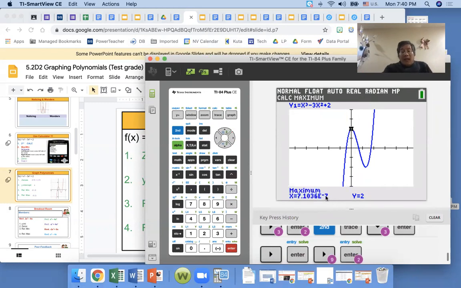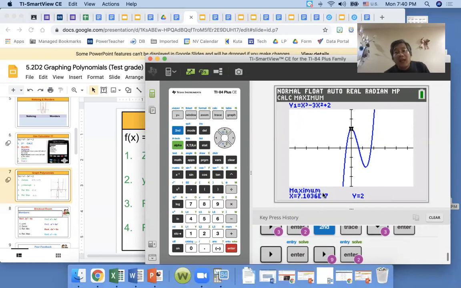Look, what is this? E negative 7. I explained it before last time, right? E negative 7 means this is not 7.1, okay? It's not 7.1. This is a 0. You know why? Because 7.103 divided by how many zeros? 7 zeros, which is about 10 million. So 7 divided by 10 million is almost 0.